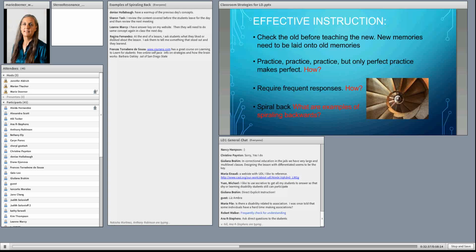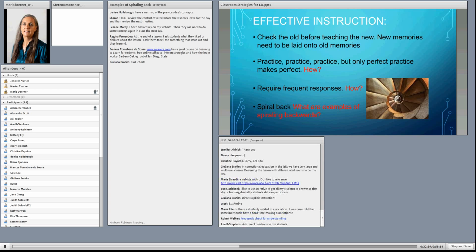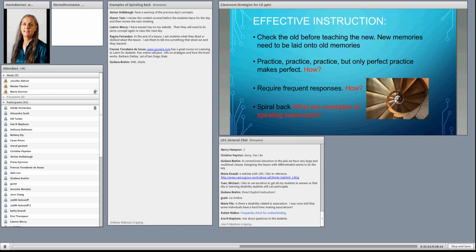At the end of the lesson, I asked the student what they liked or disliked about the lesson. I asked them to tell me something that stood out and they learned. And I've done that too. I've stood at the doorway and shaken their hands as they leave, and they have to say what they learned today. This is part of the class, and you need to be learning.